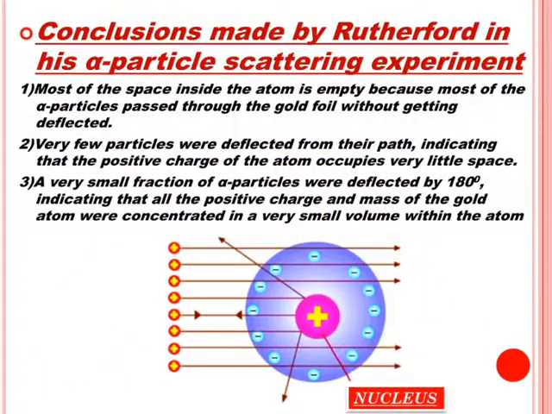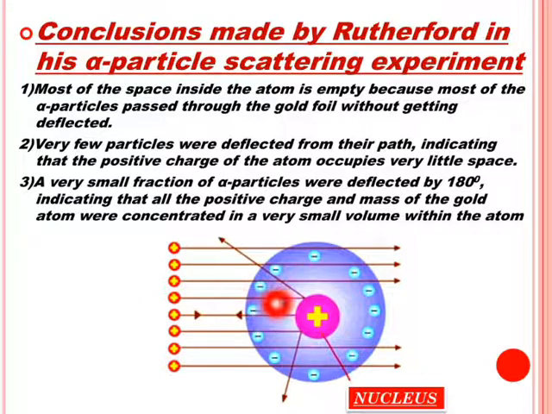Now let us see what he concluded from these observations. Let us see the conclusions made by Rutherford in his alpha particle scattering experiment. He observed that most of the alpha particles pass straight through the gold foil without getting deflected. It means most of the space inside the atom of gold is empty.